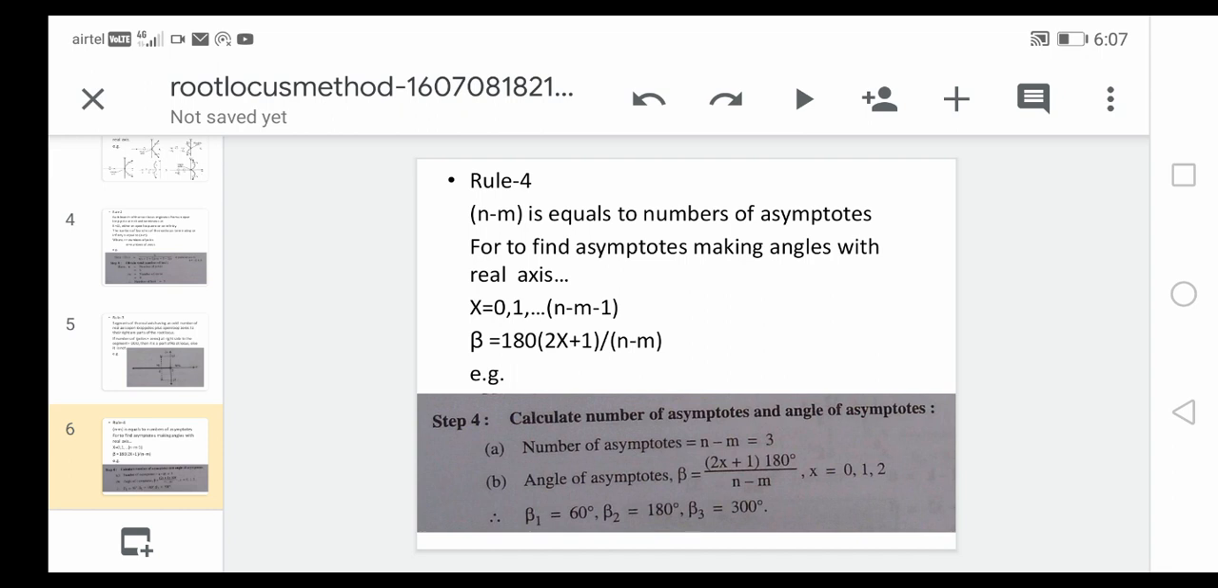The formula to find the angle of asymptotes is beta equal to 180 into (2x plus 1) divided by n minus m. If you are substituting, the x value starts from 0, 1, 2 and so on.